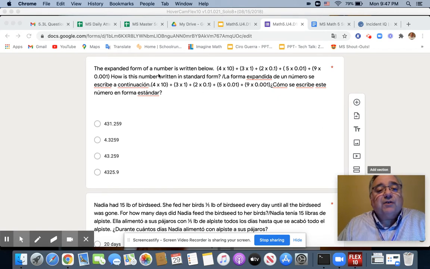It says the expanded form of a number is written below. 4 times 10 plus 3 times 1 plus 2 times 1/10 plus 5 100ths plus 9 1,000ths. How is this number written in standard form? Well, let's go over to the FlexCam.